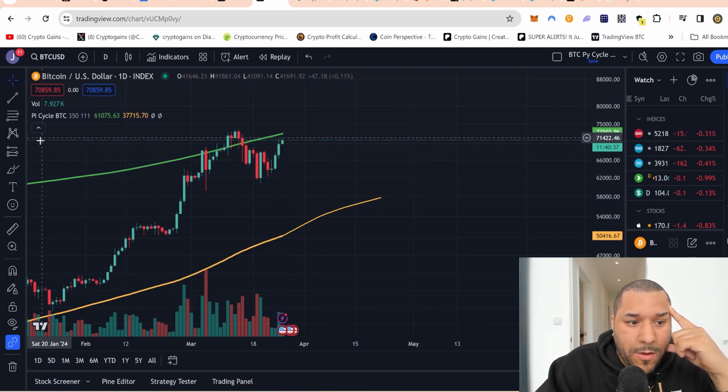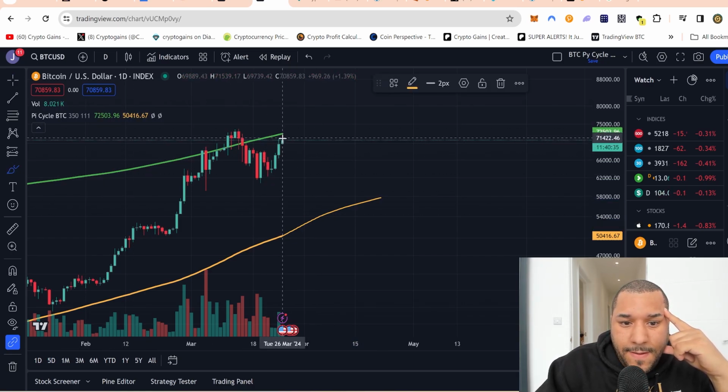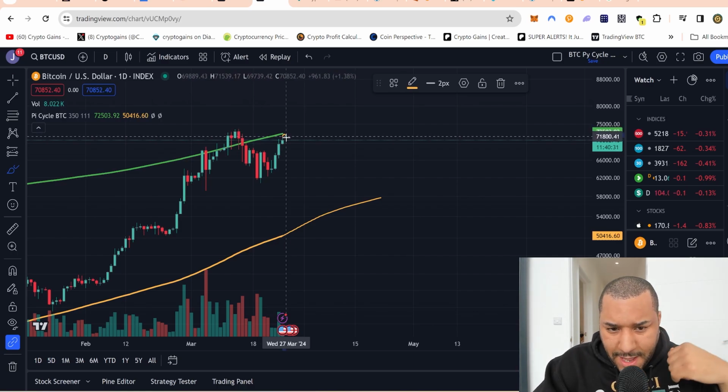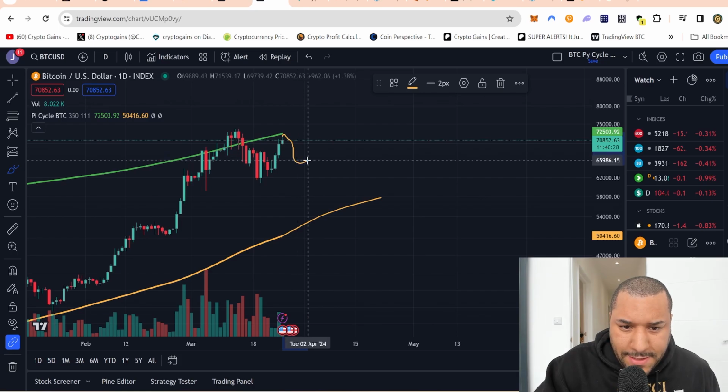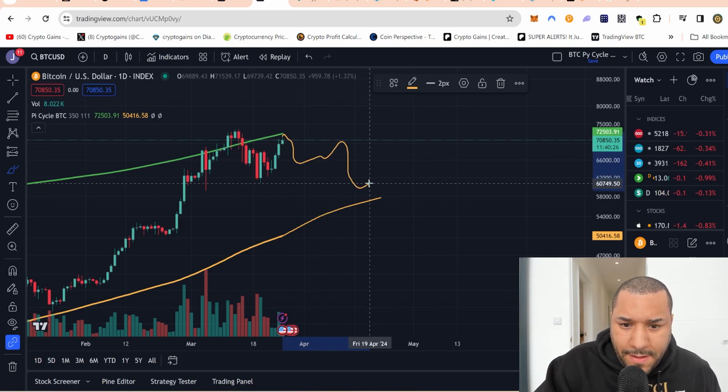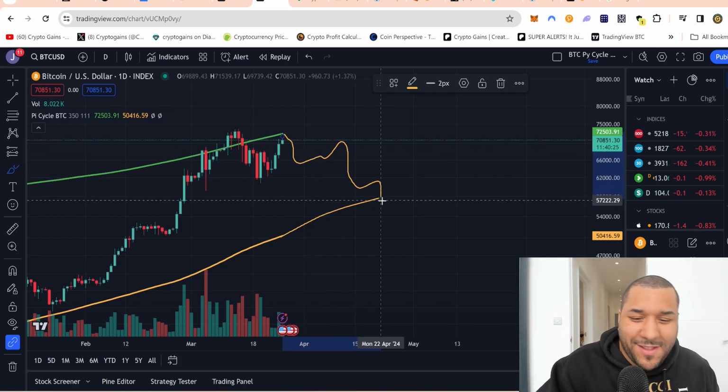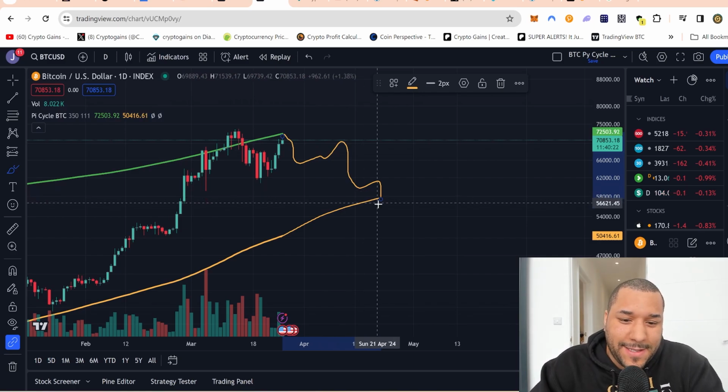And then eventually we will see the candles come up to this green line here. It might get rejected, and then we might see it come back down like this. Maybe waddle sideways, come down like this. Well, that's a bad representation, but see it come down and kiss this orange line.